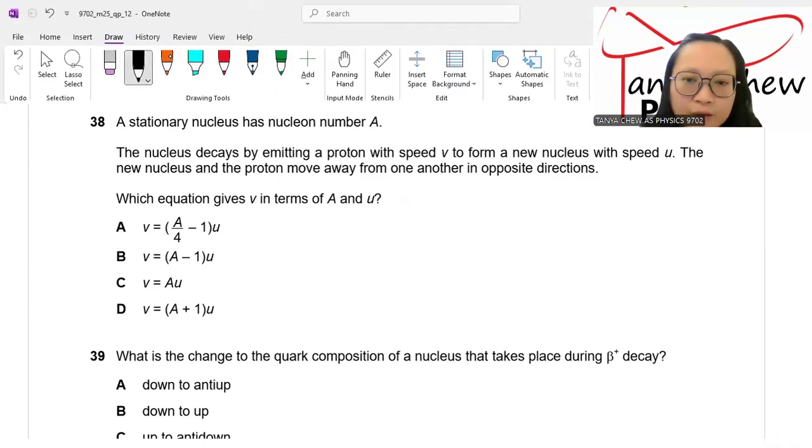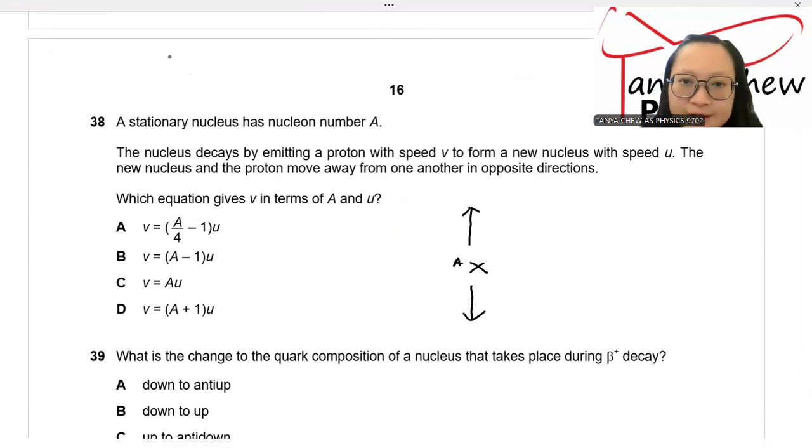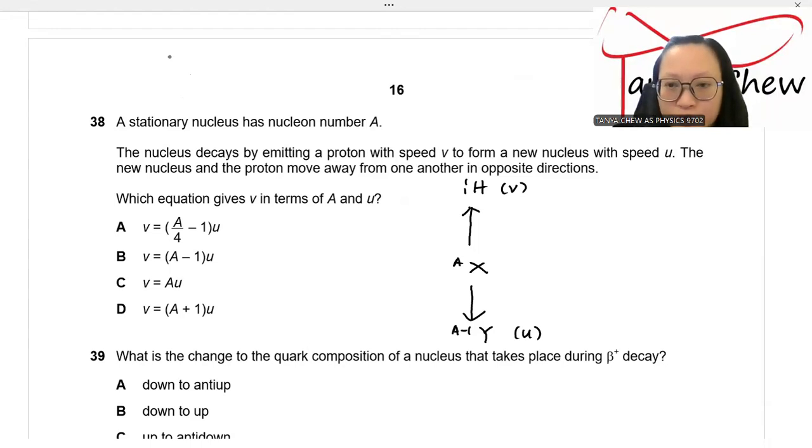Okay, draw it again. This is A, X. Okay, I get this. I get this. This is emitting a proton, 1,1H, with V. And then a new nucleus. I put A minus 1. This is Y. And with the speed U. Right? So I use the principle of conservation of momentum. So start from 0, right? Okay, move in the opposite direction.